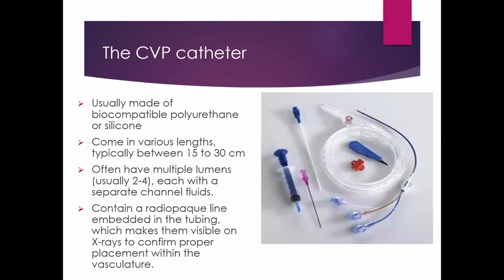It's standard of practice that after you have inserted a central venous catheter, you must obtain a chest X-ray to confirm correct placement. What makes you able to do that is a radiopaque line that is embedded in the tubing.